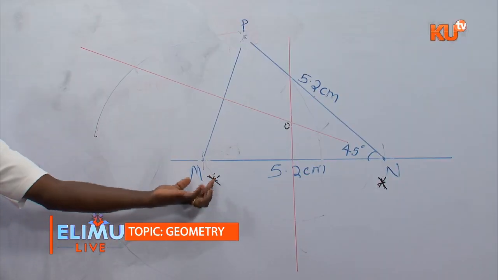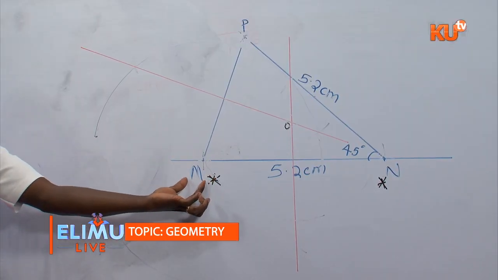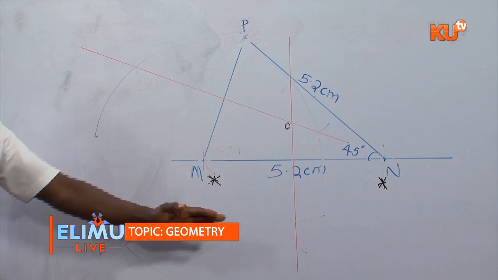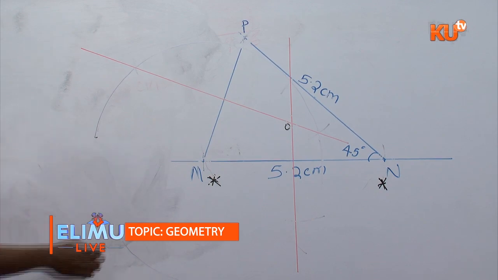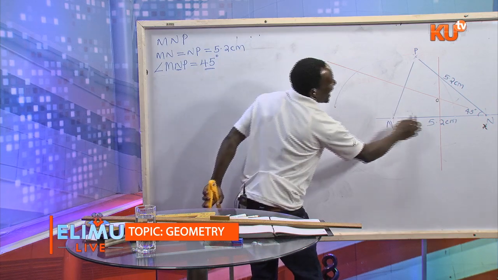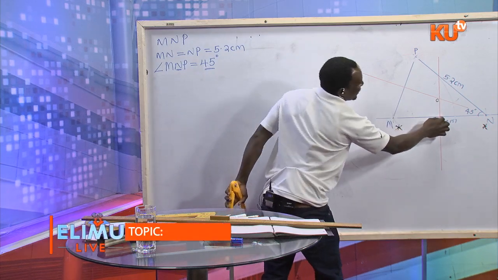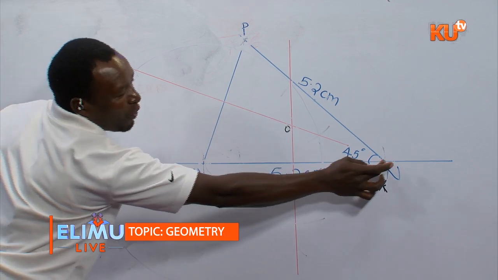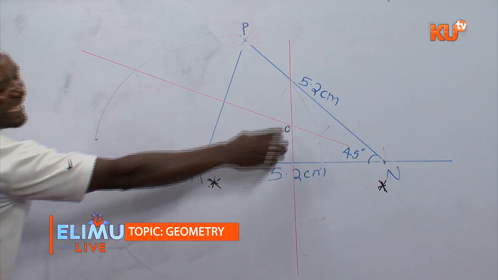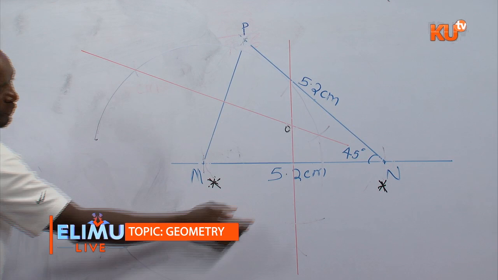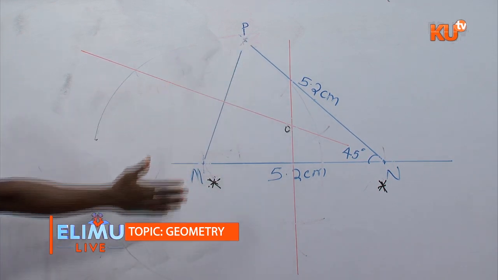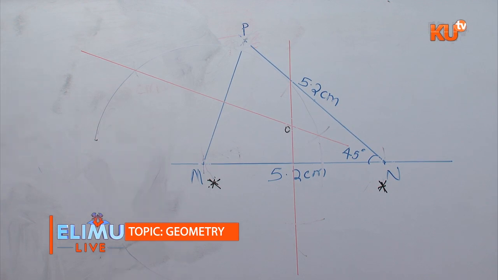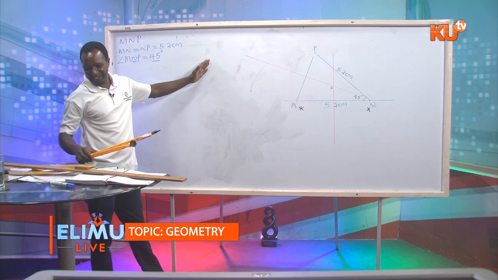After using this point to bisect this line, because you can see we have bisected this line. If you measure from here to here, it is the same as from here to here. So we have bisected this line into two equal parts. So you come here. You put an arc there and there. Then you draw the perpendicular bisector. It is as easy as that.